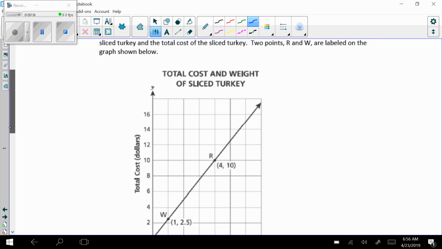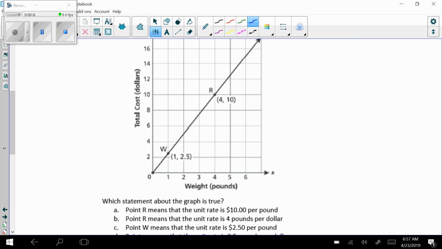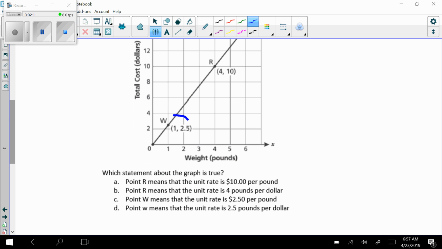Number 4. It's saying, which statement is true about this graph? Point R is a unit rate of 10 per pound. Point R is a unit rate. Basically, it has to do with this right here, okay, where the 2.5 is the pounds, the 1 is the cost.